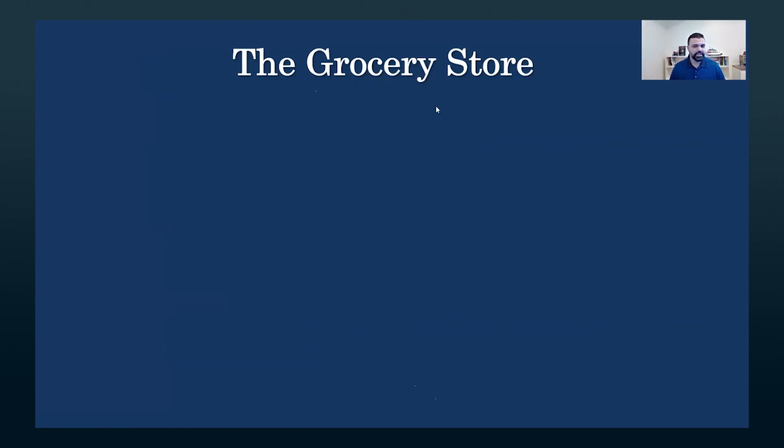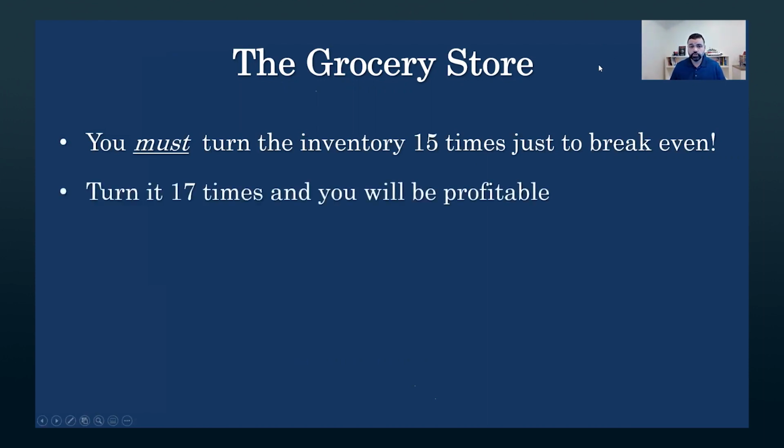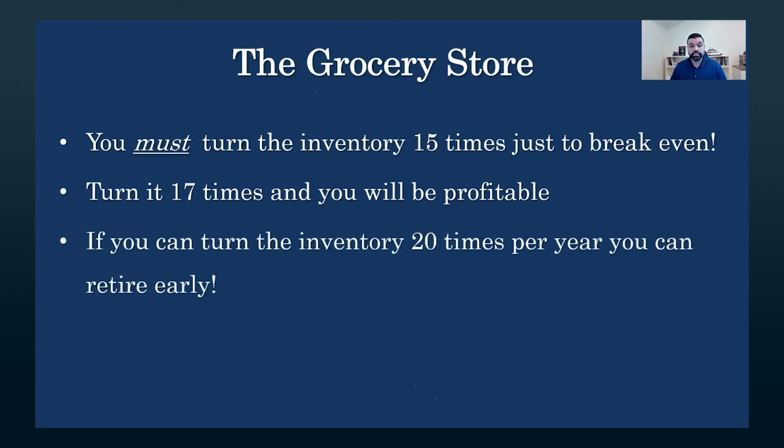Zero. Exactly. So what's the job? What's the function of the grocery store? We have to turn over the inventory. We have to sell that to our customers, right? So if we turn over the inventory in the grocery store 15 times, we're going to break even. If we turn it over 17 times, we're going to be profitable. And if you can turn over the inventory 20 times, then you can retire early.